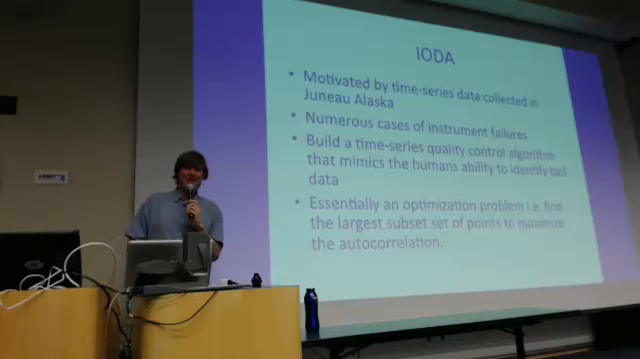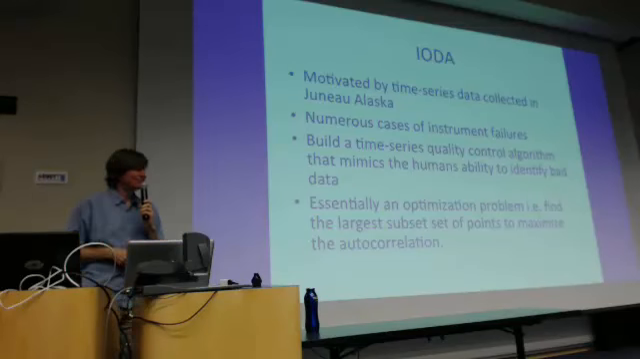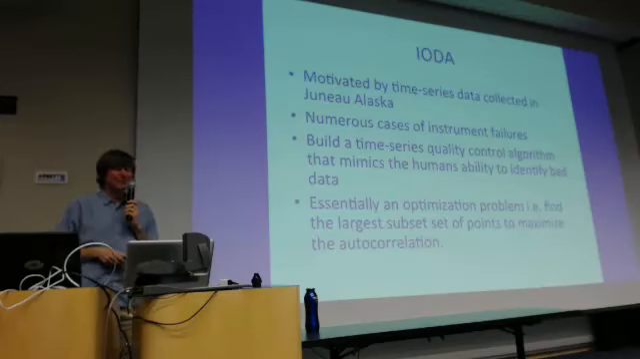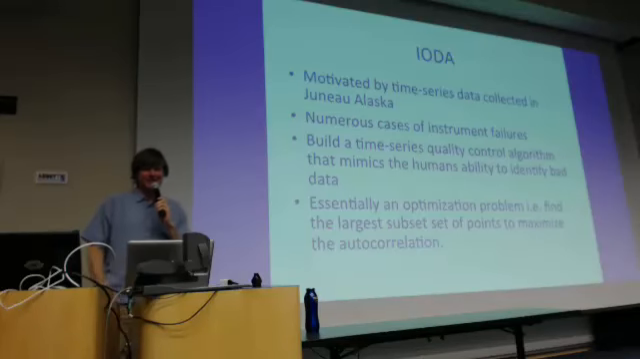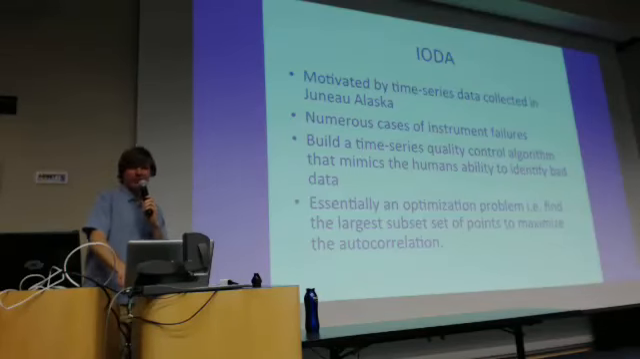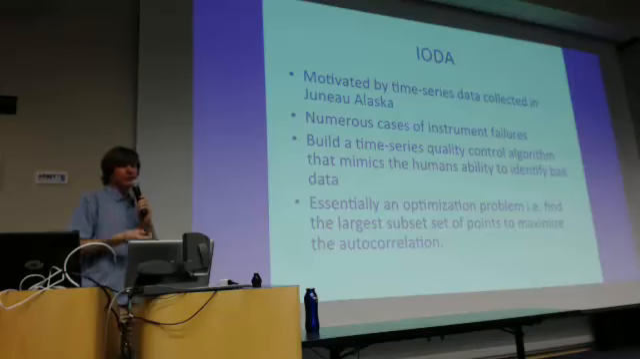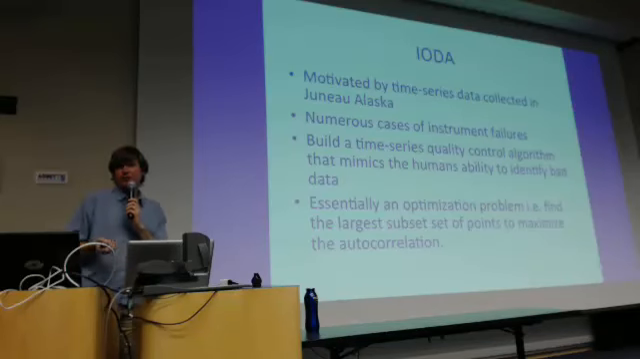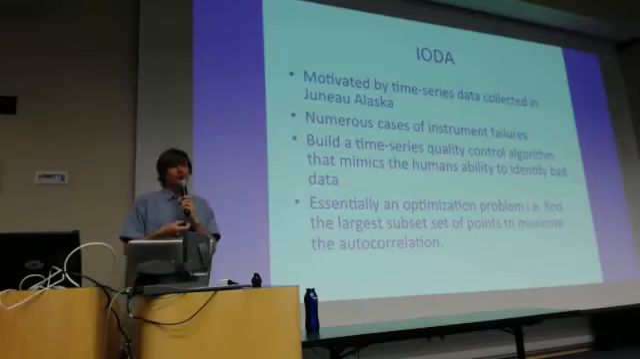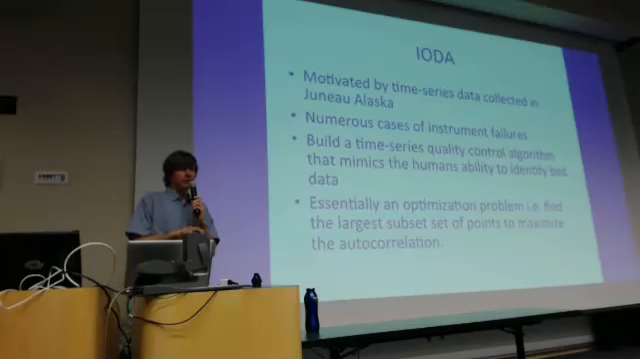So this was motivated by the time series data that we collected in Juneau. And so we had numerous cases of bad data, and we want to mimic the human ability to identify this bad data. And essentially, this is an optimization problem. When you look at this bad data, you really want to segment the data into autocorrelated data and data that's not autocorrelated.